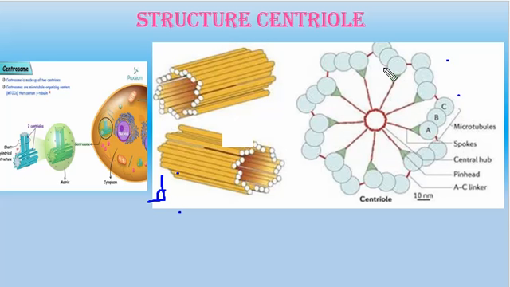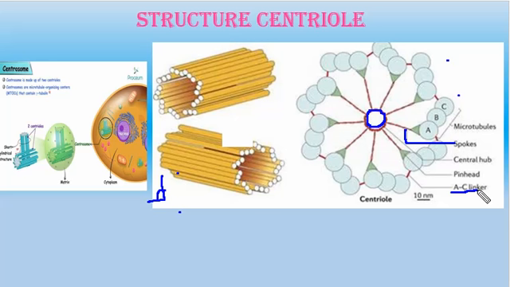And such 9 evenly spaced fibrils of tubulin are attached to a structure called central hub. So here it is a central hub, and this central hub is linked to the peripheral fibrils of tubule by a structure called spokes. So these are spokes. There are 9 spokes, and the adjacent microtubules are connected together by a linker called A to C linker.